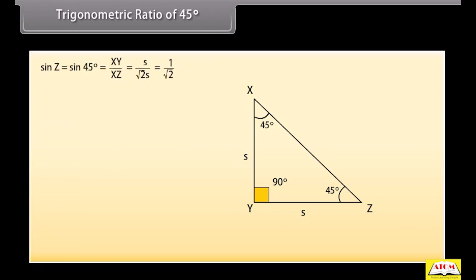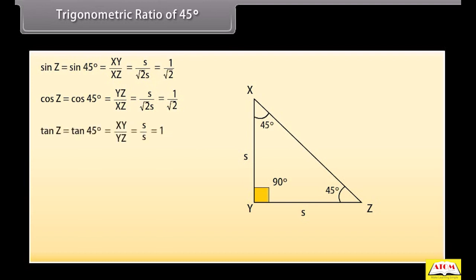Sin Z is equal to sin 45 degree, which equals XY upon XZ, which equals s upon square root 2 s, which is equal to 1 upon square root 2. Cos Z is equal to cos 45 degree, which equals YZ upon XZ is equal to s upon square root 2 s, which is equal to 1 upon square root 2. Tan Z is equal to tan 45 degree, which equals XY upon YZ, which equals s upon s, which is equal to 1.